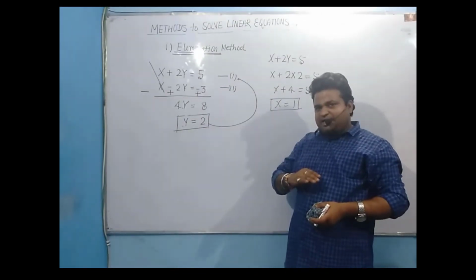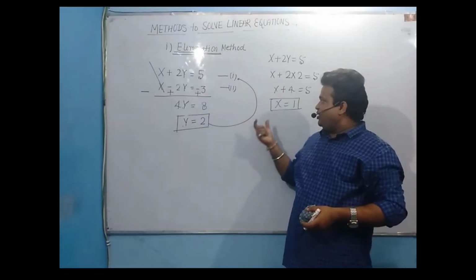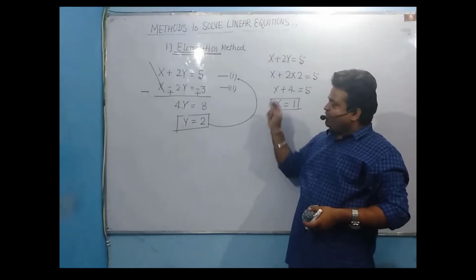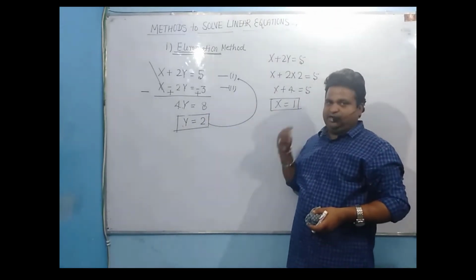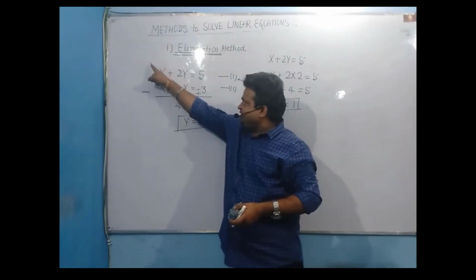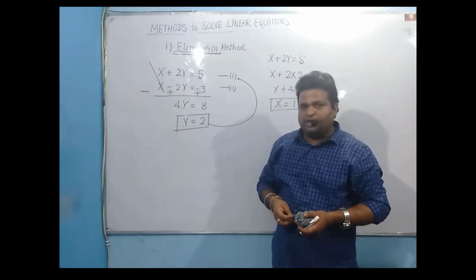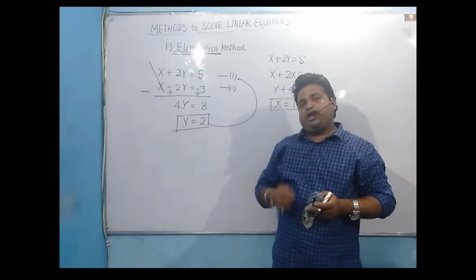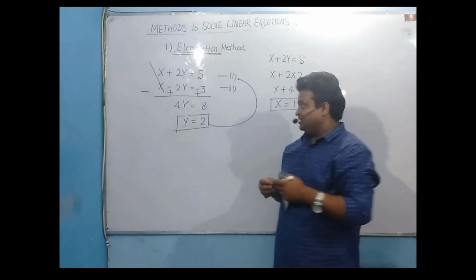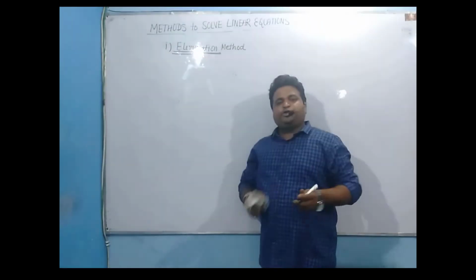So in the previous method, when you add, you get y equal to 2, x equal to 1, and when I subtract the values, you get the same result. So in elimination, the first step is you eliminate one variable whenever the coefficient is equal. The concept is the coefficient must be equal for both variables. Now move to the second question.